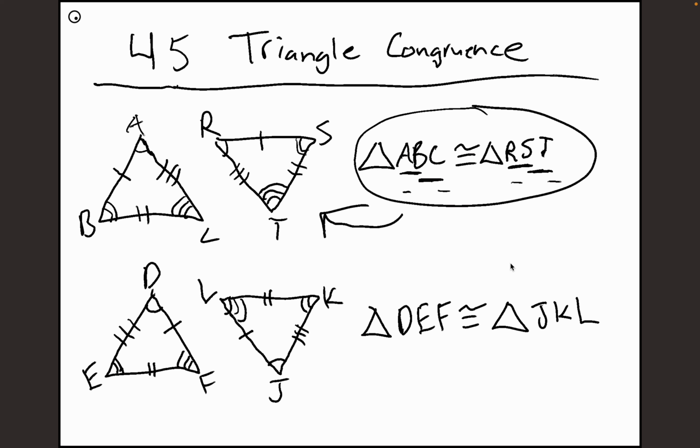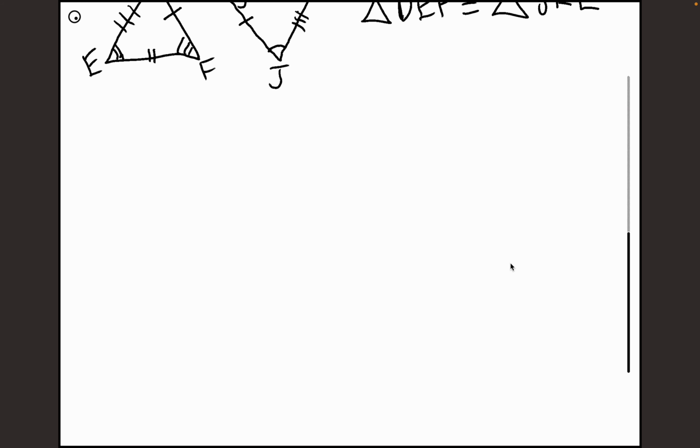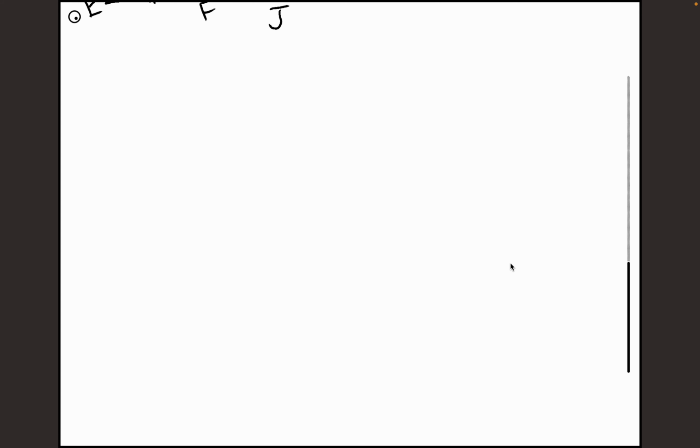Now your marks might be a little different. Maybe your DE just had 1, and your JK was just 1. That's the same thing. It's still saying that they're congruent. Do we have questions about this? Okay. Now that we know how we have to follow that, we're going to talk about the 5 ways we can prove a triangle is congruent.